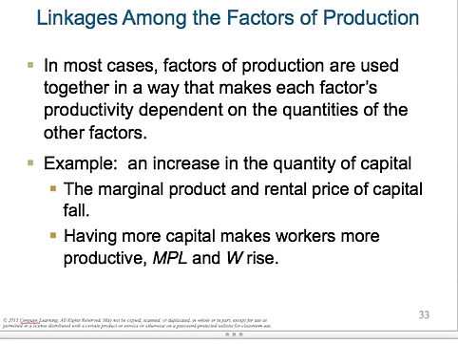Now, there's linkages among factors of production. In most cases, factors of production are used together in a way that makes each factor's productivity dependent on the quantities of other factors. An example here is that with an increase in the quantity of capital, the marginal product and rental price of the capital fall, that diminishing marginal return, and having more capital makes workers more productive. So we're assuming that marginal product of labor and wage rise.